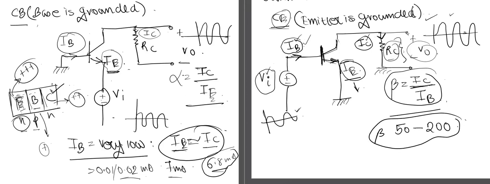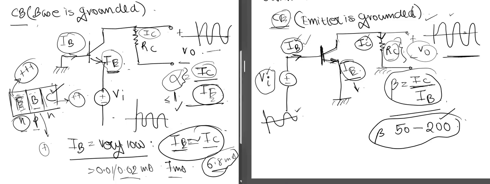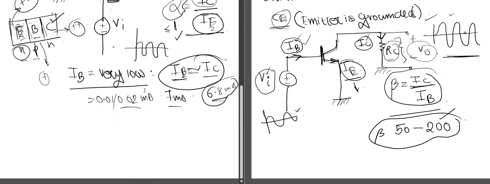But for alpha, the current amplification factor in CB mode, the values of IC and IE are almost identical, so alpha is always less than or equal to 1. Here the amplification factor is very high, but in this case the amplification factor is very low. So we get more amplification in CE mode than in CB mode. Now the relationship between alpha and beta: alpha is equal to IC by IE, and beta is equal to IC by IB.